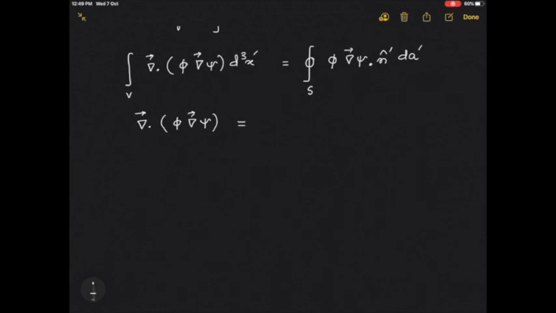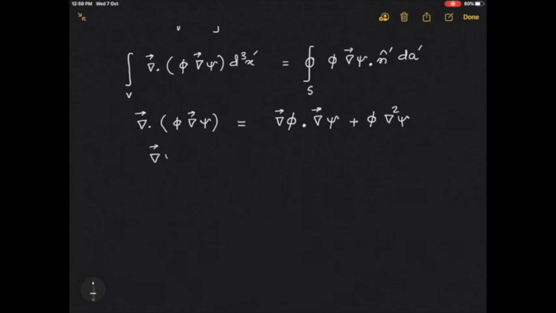So what is this? This I can write as: the operator will operate on the first function, the scalar function, first. So that will be a gradient operation on phi, and then it will operate on the vector grad psi, and that will give me a Laplacian of psi.